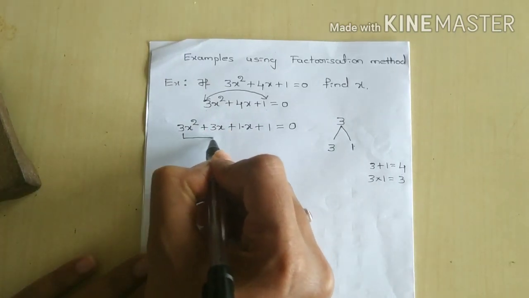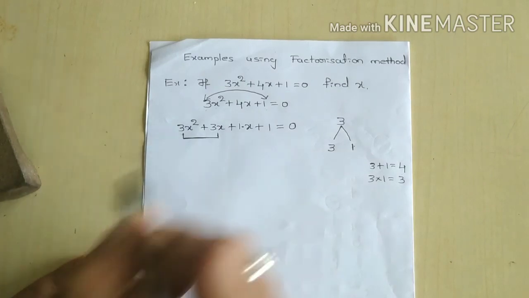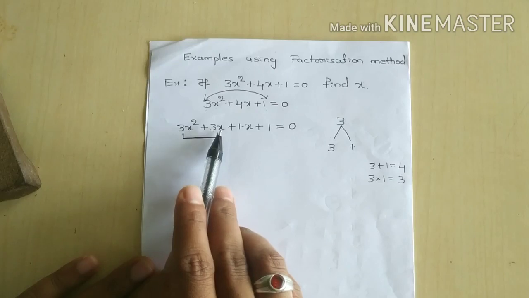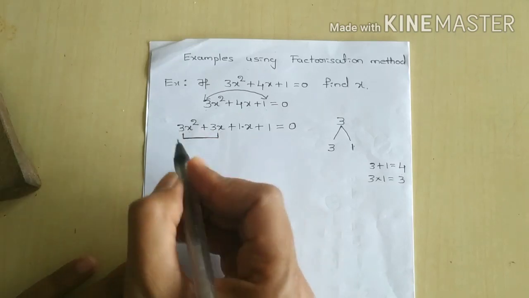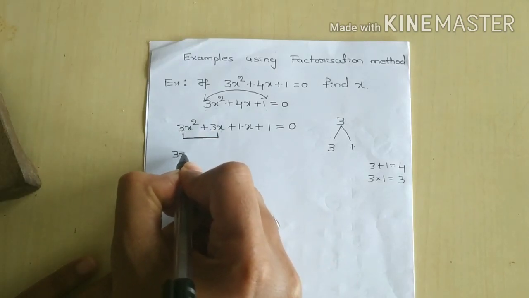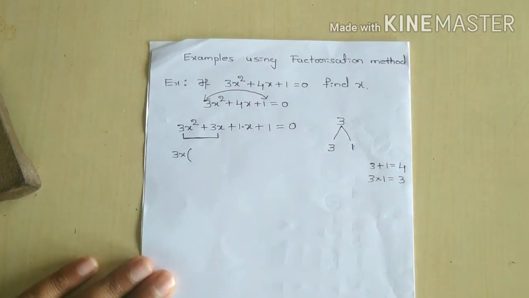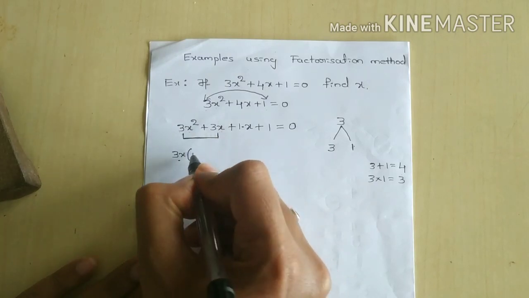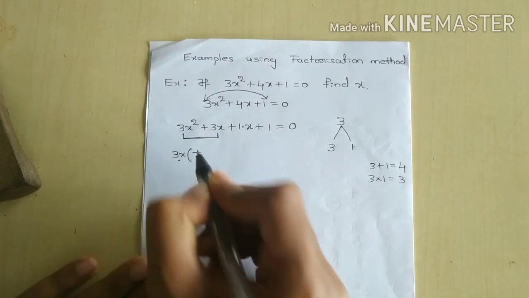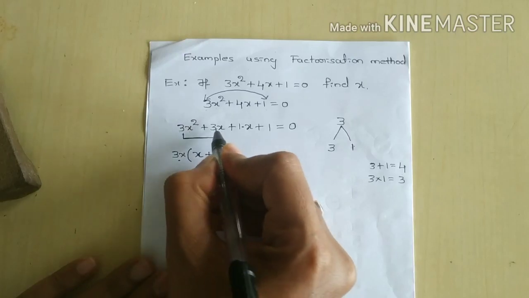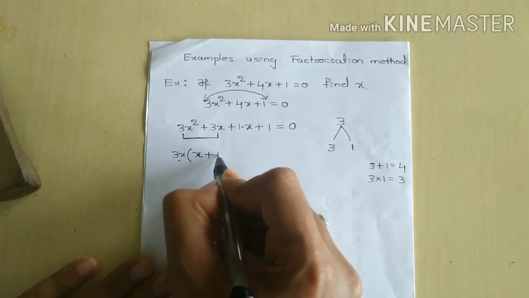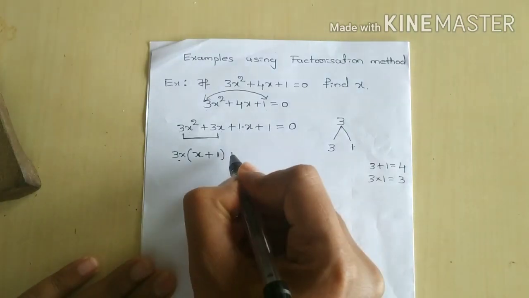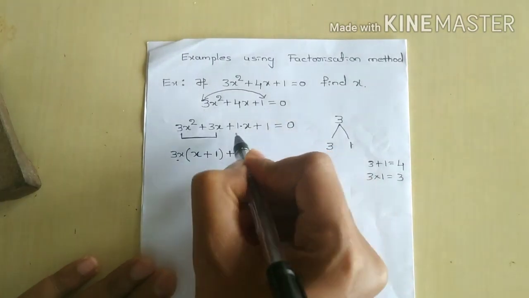Next, in between the first two terms, you can observe that 3x is there, here also 3x is there. So I am going to take 3x outside. Once I take 3x outside, what is the remaining value? x. And for the second term, if I take 3x outside, what is the remaining value? Only 1.